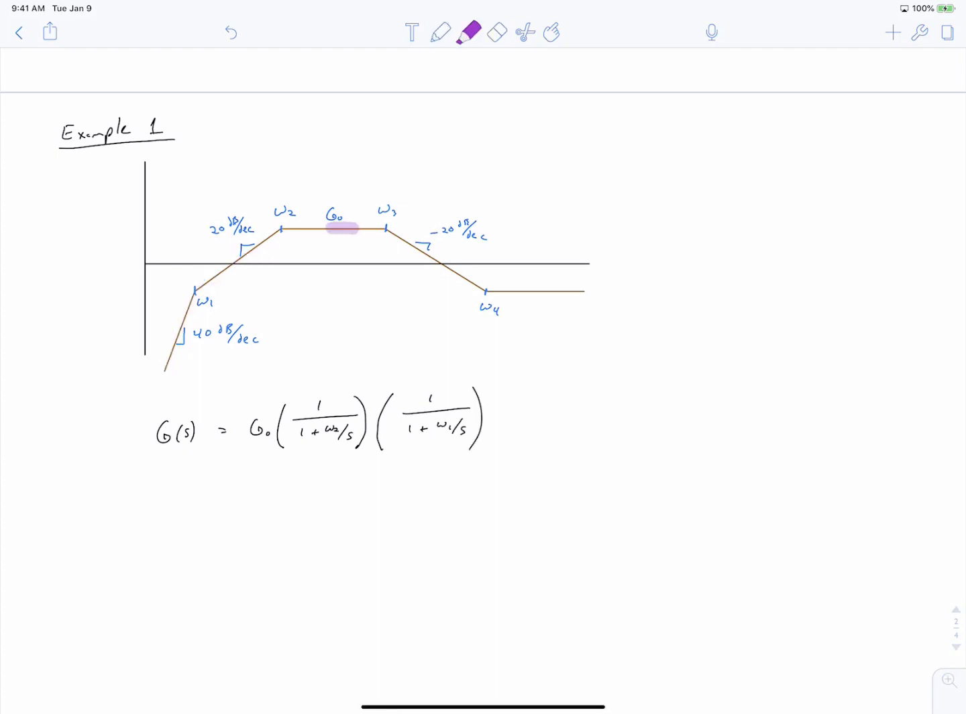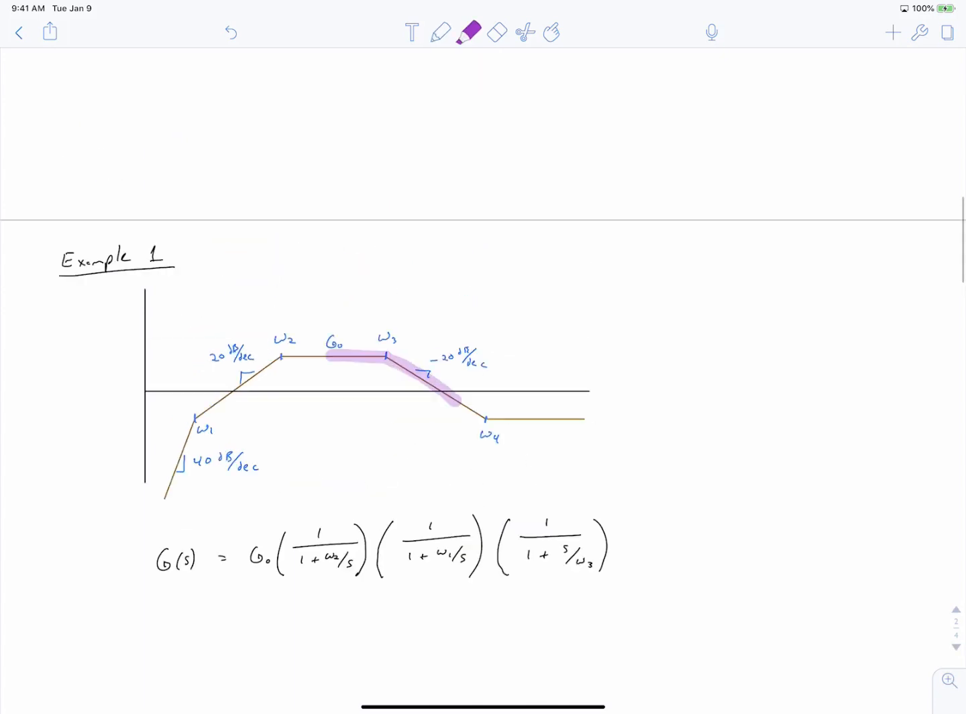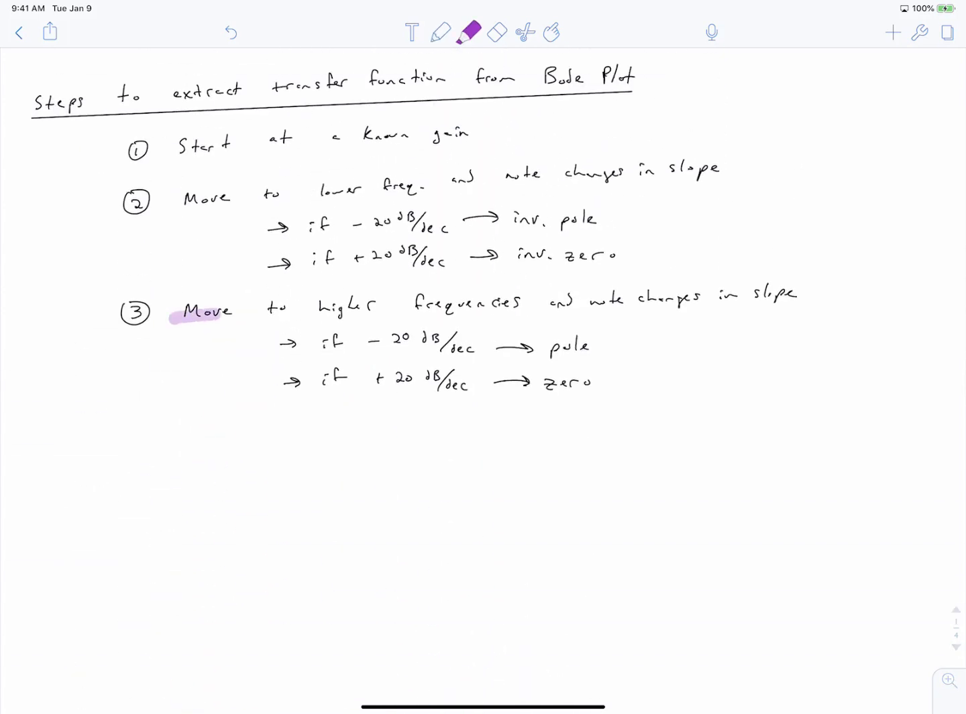So moving to the right from where our gain is known, we come across a negative 20 decibel per decade point. So this is now a normal pole. And you can check that against the rules we created. So right now we're moving to higher frequencies, and we came across a negative 20 decibel per decade slope change as we move towards higher frequencies, which corresponds to a pole.